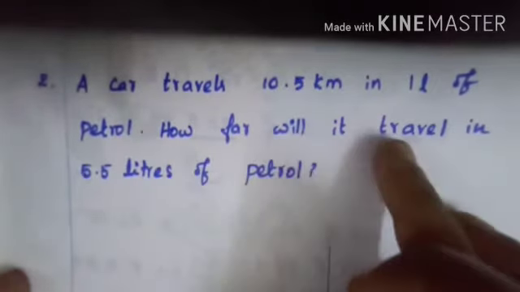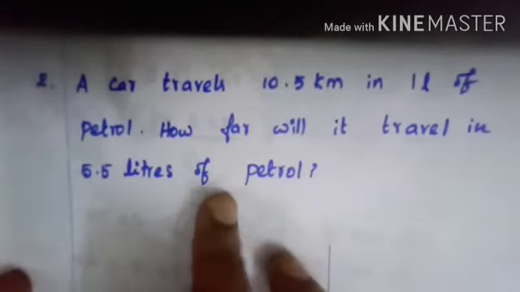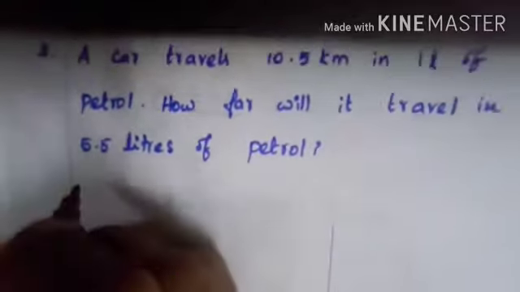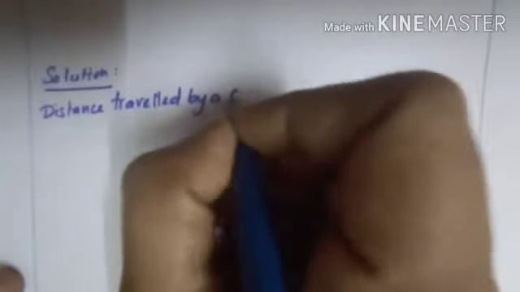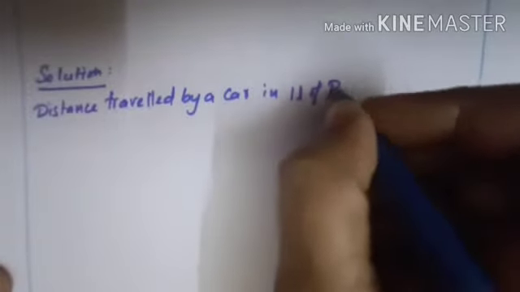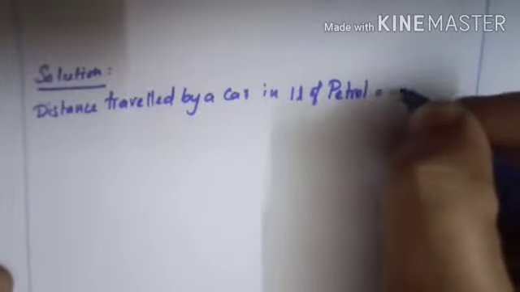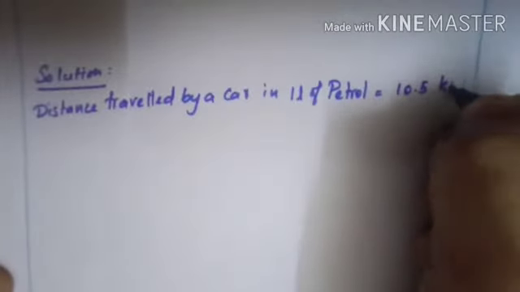Second sum. A car travels 10.5 km in 1 liter of petrol. How far will it travel in 5.5 liters of petrol? Solution. A car travels 10.5 km in 1 liter of petrol. So, distance traveled by a car in 1 liter of petrol is equal to 10.5 kilometers.